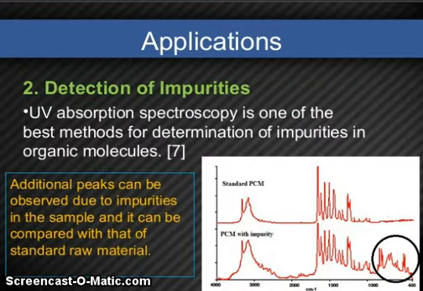Detection of impurities: UV absorption spectroscopy is one of the best methods for determining impurities in organic molecules. Additional peaks can be observed due to impurities in the sample, and it can be compared with that of standard raw materials, standard PCM with impurities.